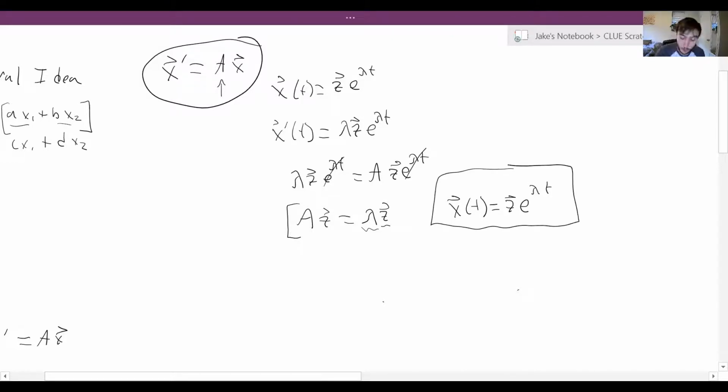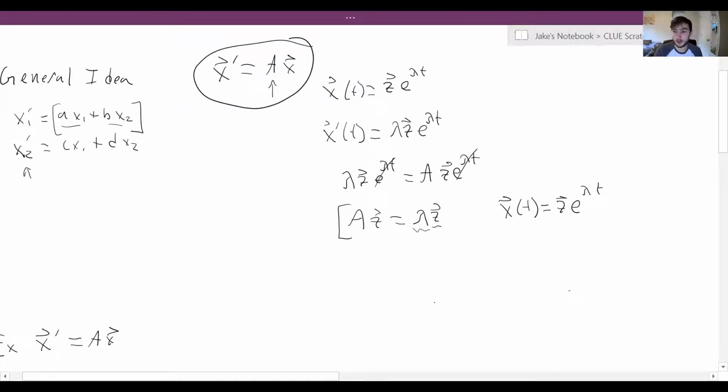So there's one last piece, which is that you may notice that we have a 2x2 matrix. We're going to assume that the matrix is linearly independent. Or rather, the columns are linearly independent.